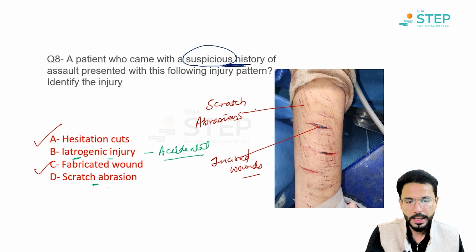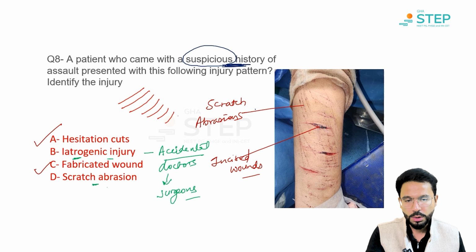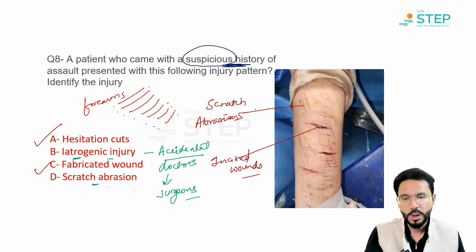Let's leave out iatrogenic injury also, because iatrogenic injuries are accidental or injuries created by doctors, more commonly by surgeons. So let's look at hesitation cuts and fabricated wound for now. Hesitation cuts are there in people who have suicidal tendencies, and they will give themselves these hesitation cuts mostly over the forearm. Why do they do that? Because they are hesitant about their suicidal tendencies, so they end up cutting themselves in parallel cuts, which are mostly present over the forearms or extremities.